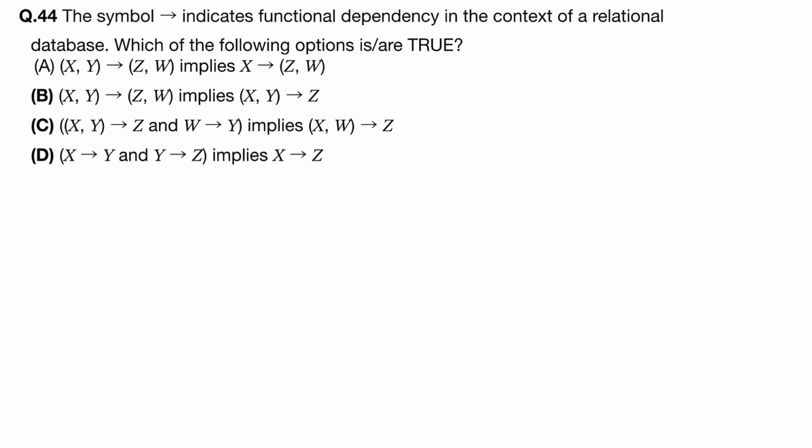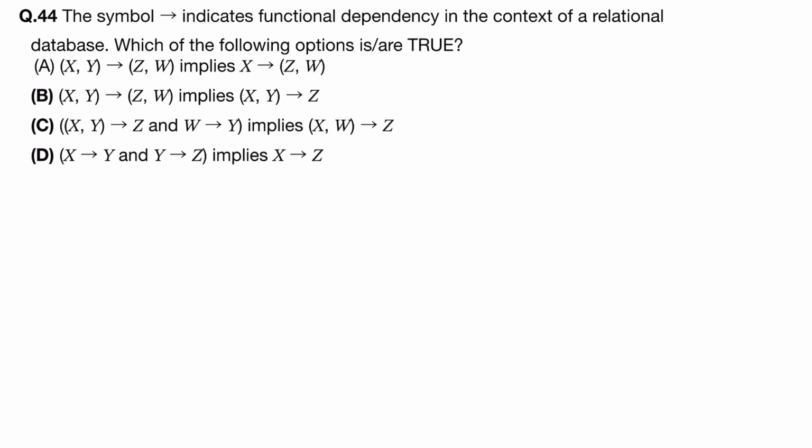Next, the symbol arrow indicates functional dependency in the context of a relational database. Which one of the following relations is true? So we have to check which one is satisfying or not.